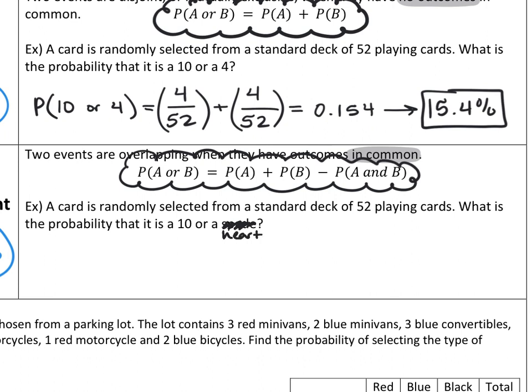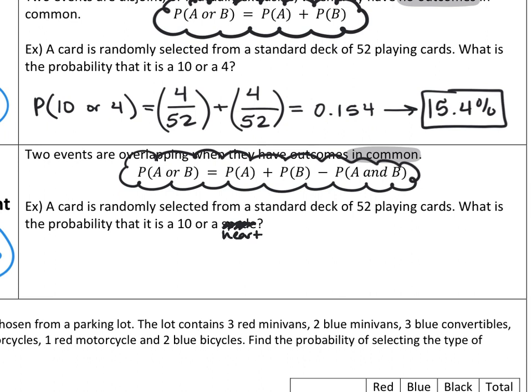No one in here has played solitaire, speed, anything with a deck of cards. Poker. So y'all have seen a deck of cards. Is it possible for you to pull one particular card and it be both a 10 and a heart at the same time? There is a 10 of hearts card, no? Which means that these are not disjoint, they are overlapping events, because you could actually pull one card that is both a 10 and a heart at the same time.